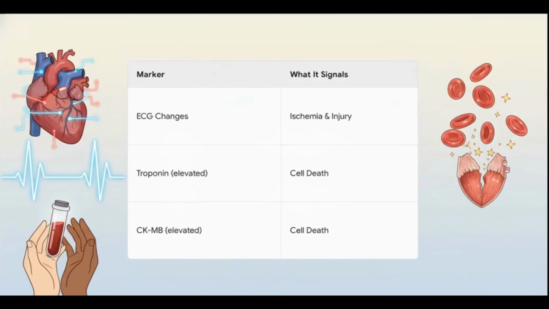Troponin is one of the key markers. It is released into the bloodstream when heart cells begin to die. CKMB is another marker that becomes elevated for the same reason. Both are important indicators that cell death is occurring.